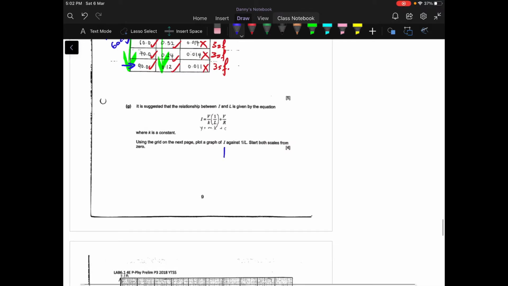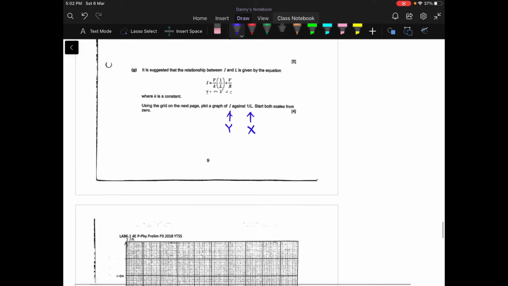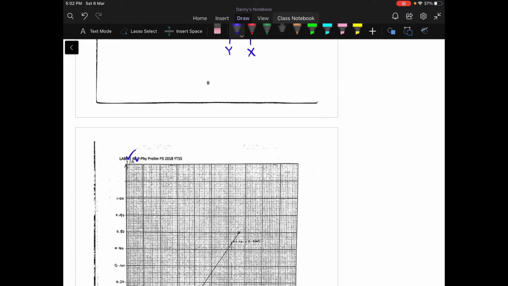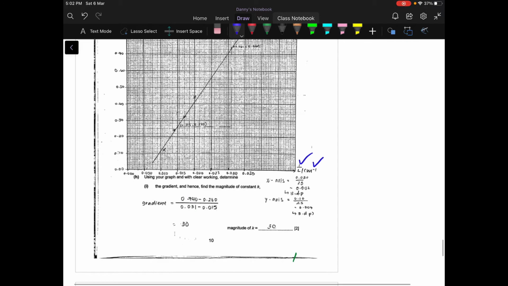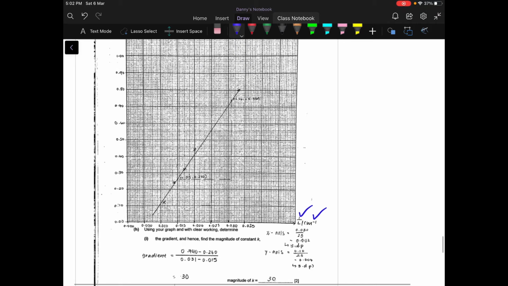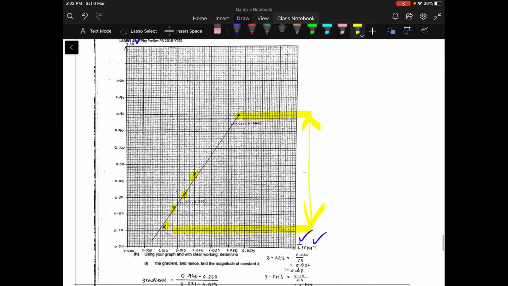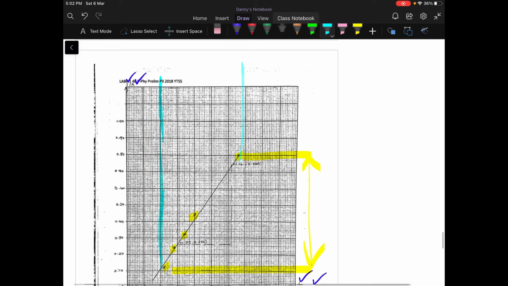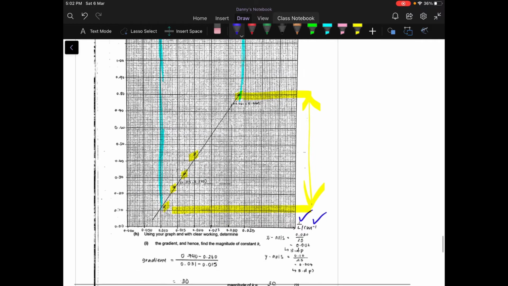Okay, let's look at her graph. She's supposed to plot I against 1 over L. So this should be my y-axis and this should be my x-axis. So correct axis, correct unit. After that, these are her points. I will look at her spread first. Looking at this, I can see that in the y direction, she has already occupied 50%. If I look at the x direction, which is here to here, she has also occupied 50%. So I would say the scale was chosen correctly.